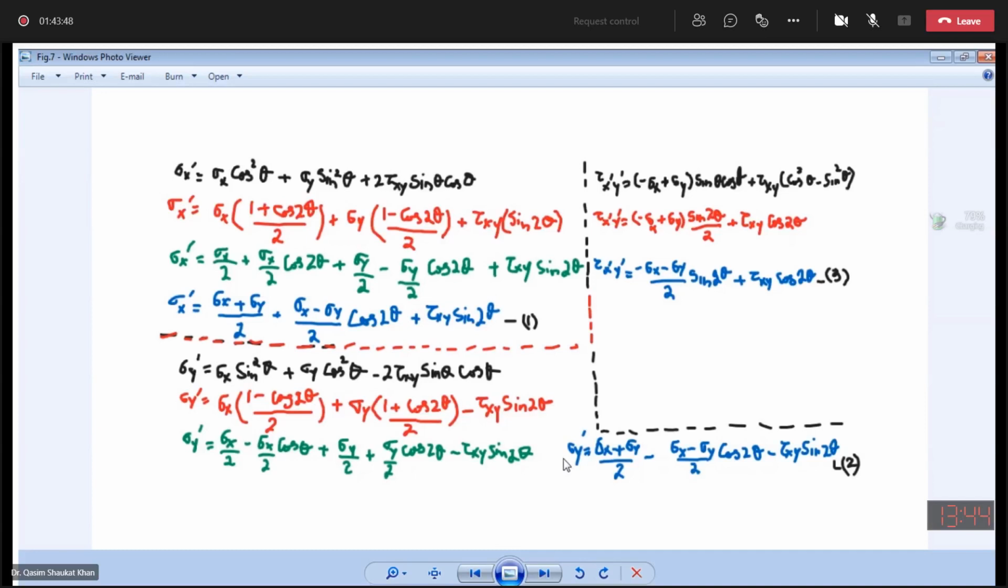So now this will give me my expression for the computation of transformed normal stress sigma y dash, that is very much similar to sigma x dash. The only difference is the sign: positive, positive, negative, negative. Okay. So sigma y dash is equal to sigma x plus sigma y over 2 minus sigma x minus sigma y over 2 cos 2 theta minus tau xy sin 2 theta.